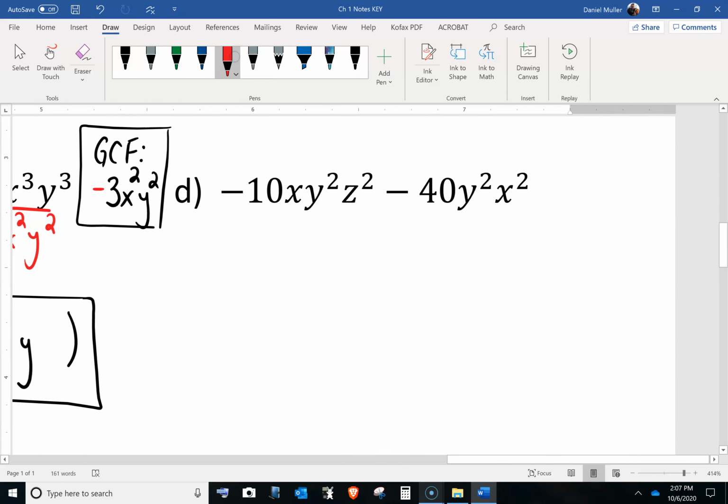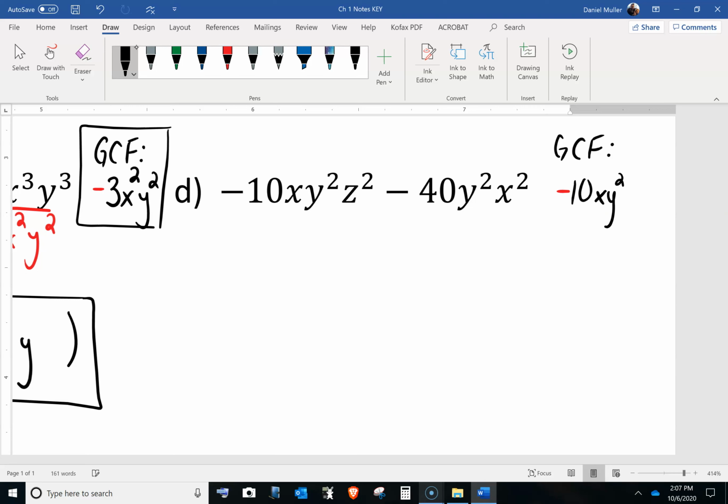Now, let's see, I see the first one starts with a negative, so I'll take out a negative for my GCF here. And they can both be divided by 10. x and x squared, the smallest is x. y squared and y squared, the smallest is y squared. z squared and none, the smallest is none. So I won't actually do that. There's no z's that they have in common, so I'll just divide this by the negative 10 xy squared, negative 10 x and y squared.